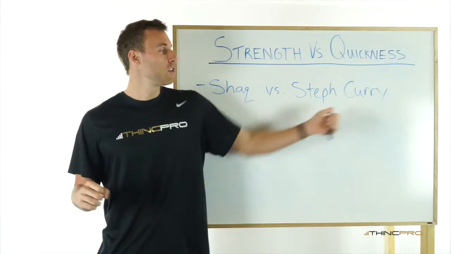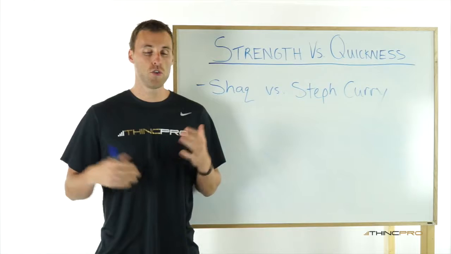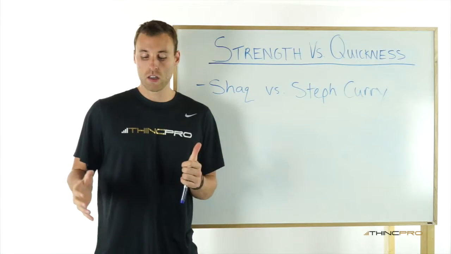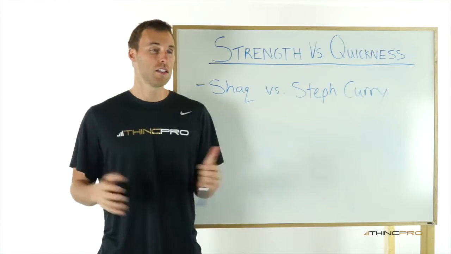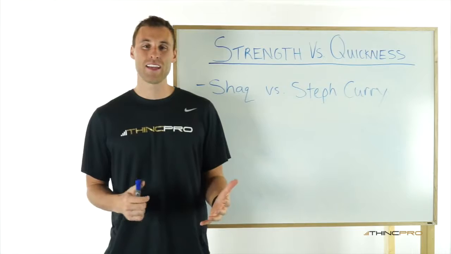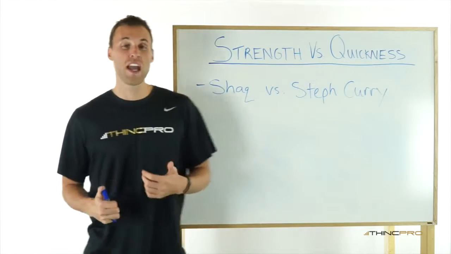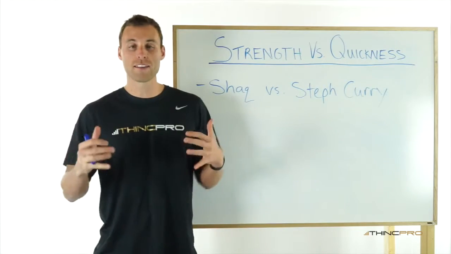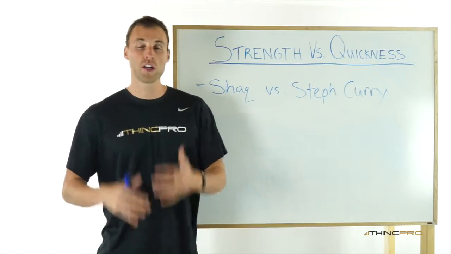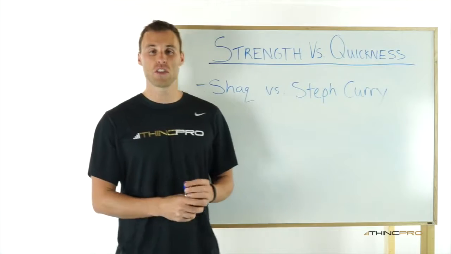So if you're a similar type build to Steph Curry and you have quickness, but you're just long and stringy, then you're not going to be backing guys down in the paint, right? That just doesn't make sense. Whereas if you're Shaq, you're a big guy with a lot of size and a lot of strength, you're not going to play like Steph Curry, right? You're going to use that strength and that size to your advantage.